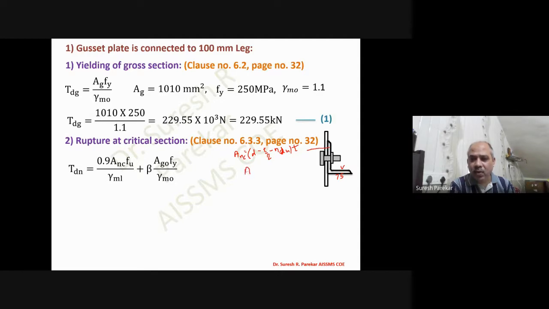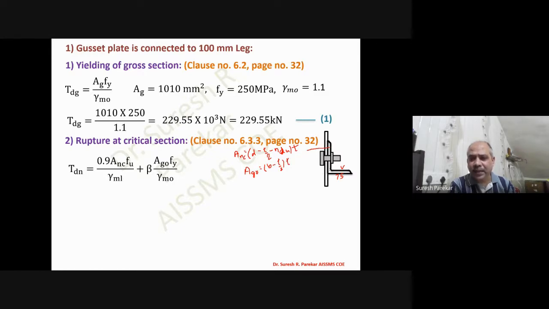And if we go to AGO, that is equal to, if I say this is equal to B, then I get this value as B minus T by 2 into T. So B minus T by 2 into T. Likewise, we are going to get the value of AGO and the value of ANC.